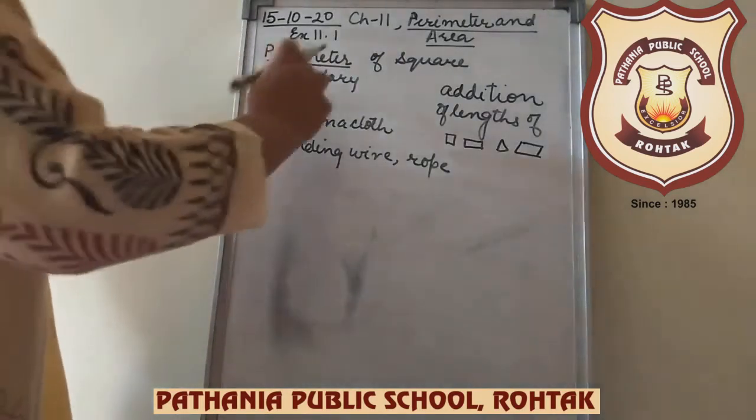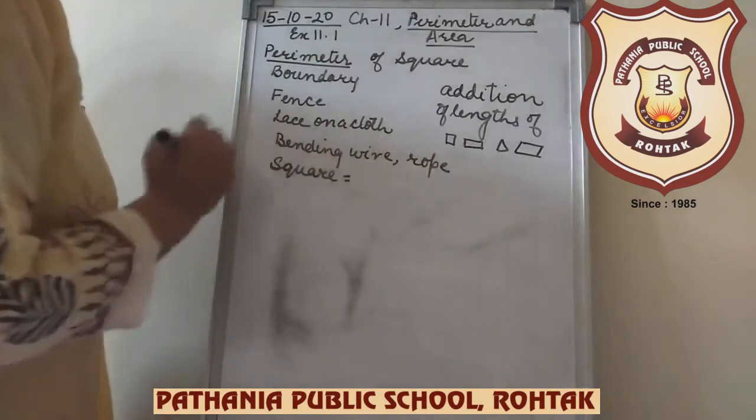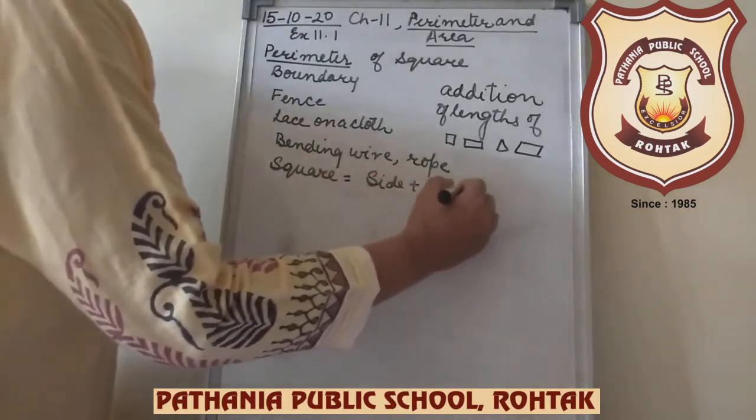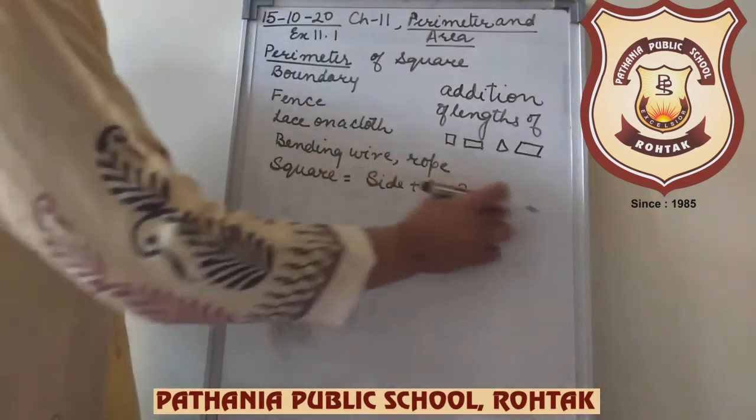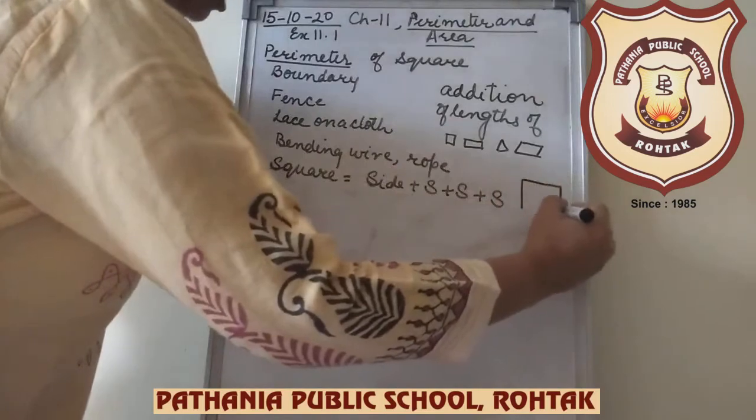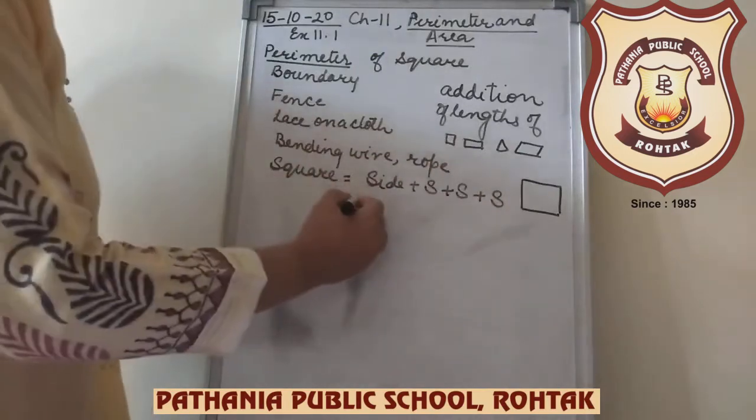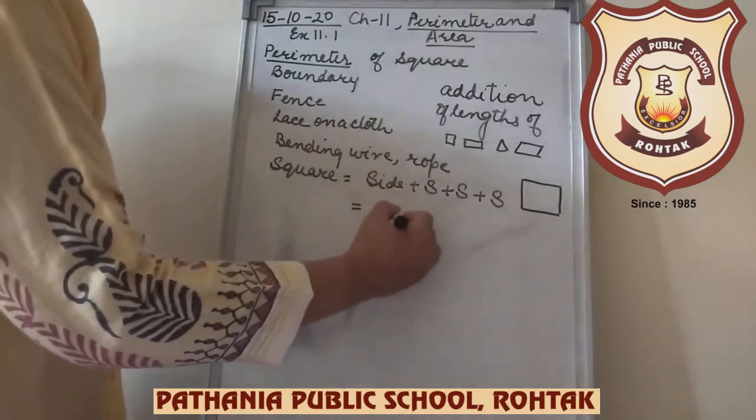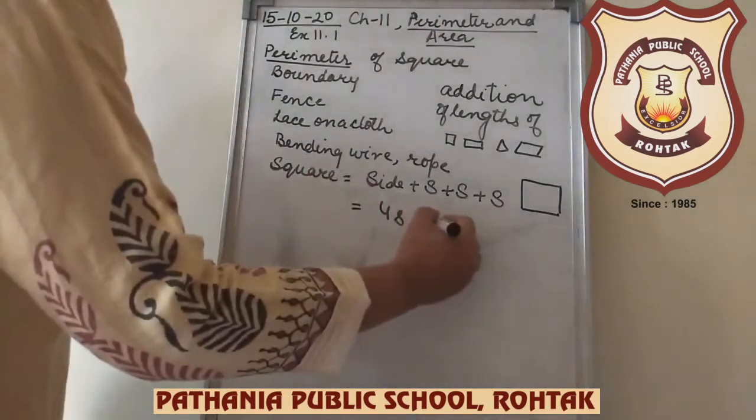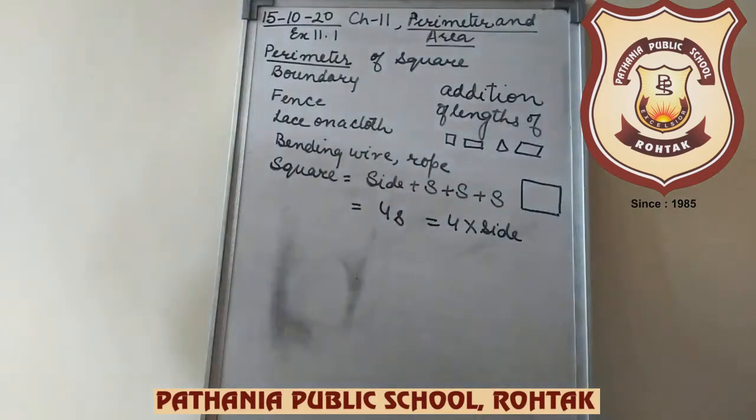Okay, so for square, the perimeter is side plus side plus side plus side. So how many times? Because there are 4 sides of a square. I make a square here and all the lengths are equal. That's why each S represents the side. So how many times are you adding the side? 4 times. So 4 multiplied by the length of side is the perimeter of the square.